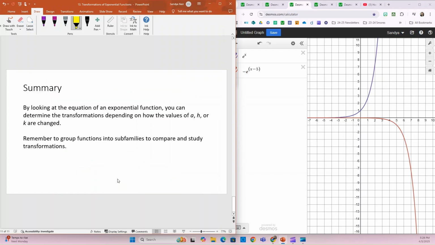So remember, by looking at the equation of an exponential function, you can determine the transformations depending on how the values of a, h, or k are changed. Remember to group functions into subfamilies to compare and study transformations.